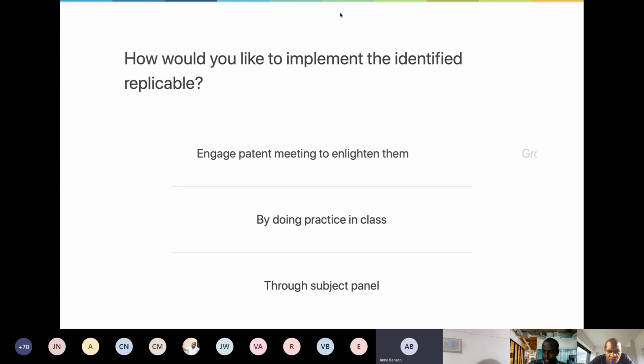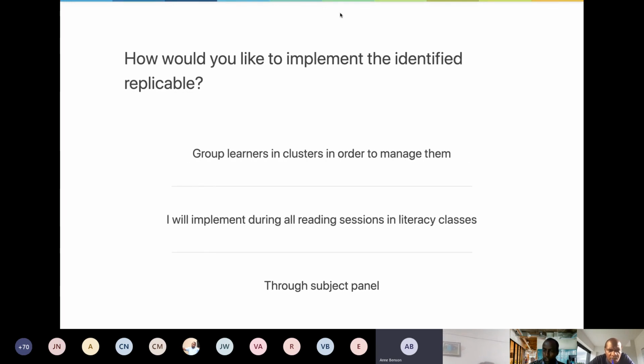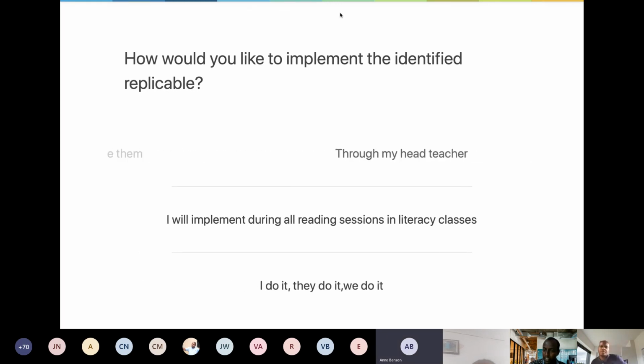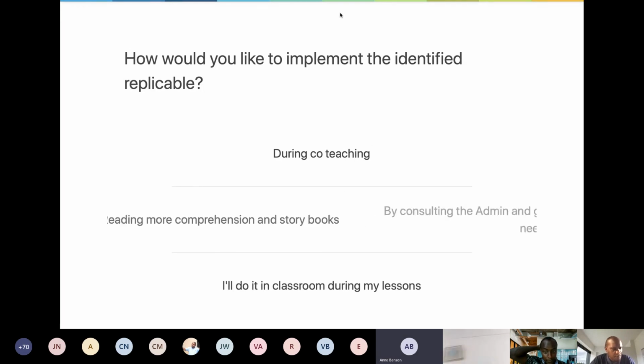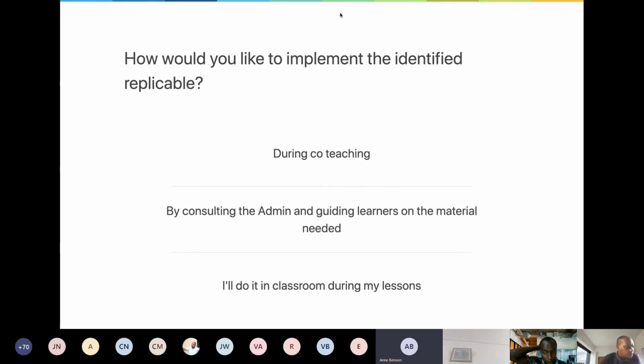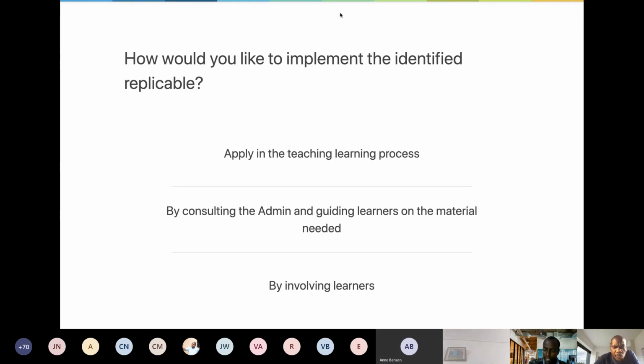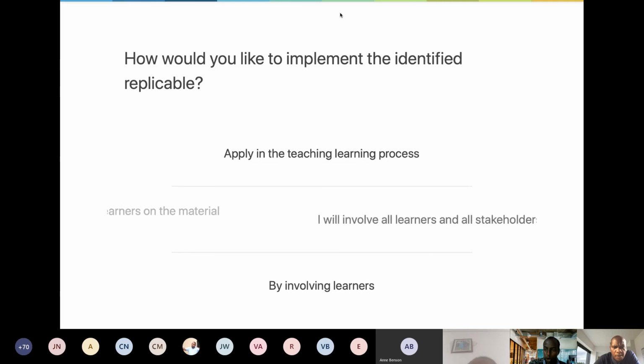Okay. These ones are still not very strong. When you say you'll do practice, when, how, during what specific times? Because we are now developing an action plan, and when we are developing an action plan, we have to be very specific. Provide numerous reading materials and ask questions from the materials read. Reading more comprehension, group learners in clusters in order to manage them. I like these. I will implement during all reading sessions in literacy class.